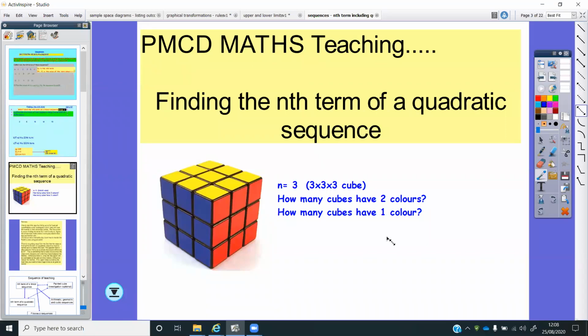Hello and welcome to PMCD Maths, and we're looking at finding the nth term of the quadratic sequence in this session. And you can see I'm going to use the Rubik's Cube at some point in this to actually link it to something that students are familiar with.